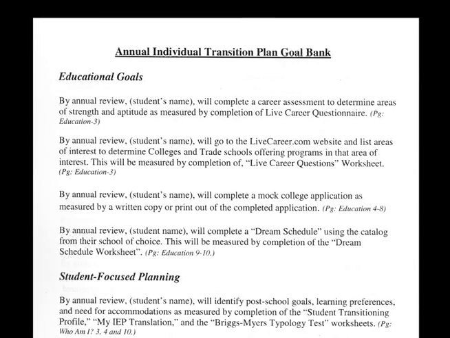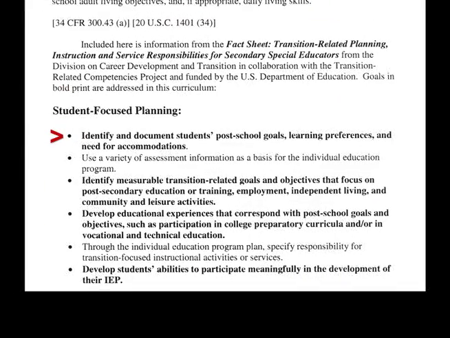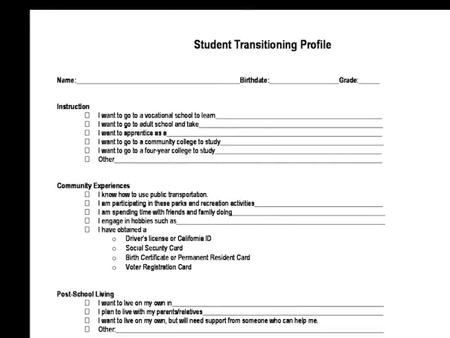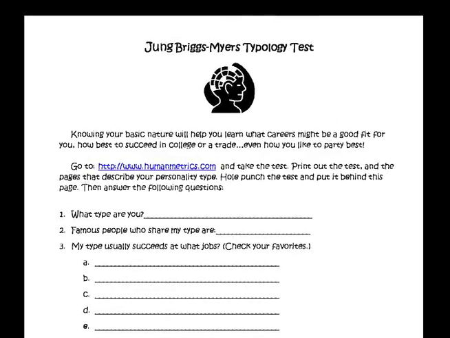Pages 33 and 35 offer annual individual transition plan goals, or ITP goals, in an ITP bank set up for your use. Let's follow one goal from federal mandate to student worksheets to ITP goal. For example, a student-focused planning goal required by the federal mandates states students will, quote, identify and document students' post-school goals, learning preferences, and need for accommodations. By completing pages 3, 4, and 10 of the Who Am I section of Unit 1, your student will complete that goal. Give him or her Unit 1, then add this ITP goal to your annual IEP.